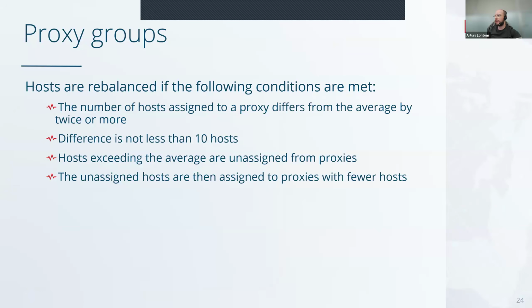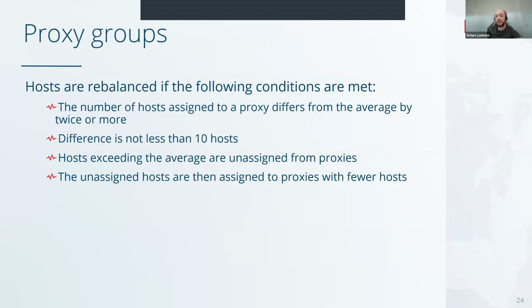How does rebalancing work? So hosts are rebalanced only if a couple of conditions are met. First off, the number of hosts assigned to a proxy needs to differ from the average 2 times or more. So we calculate the average number of hosts assigned to a proxy in a proxy group. And if it differs by twice or more, only then reassignment happens. Also, another thing on top of that, the difference between the number of hosts shouldn't be less than 10. So there is some math going on over here.